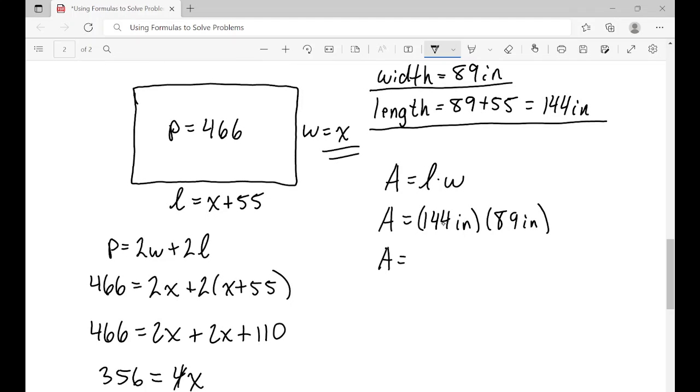So 144 times 89 is going to give me 12,816. And this is inches times inches, so we want to say that the area is inches squared. So 12,816 inches squared is the area for this rectangle. Just remember that inches times inches just means it's inches squared. There were 3, inch times inch times inch would be inches cubed.